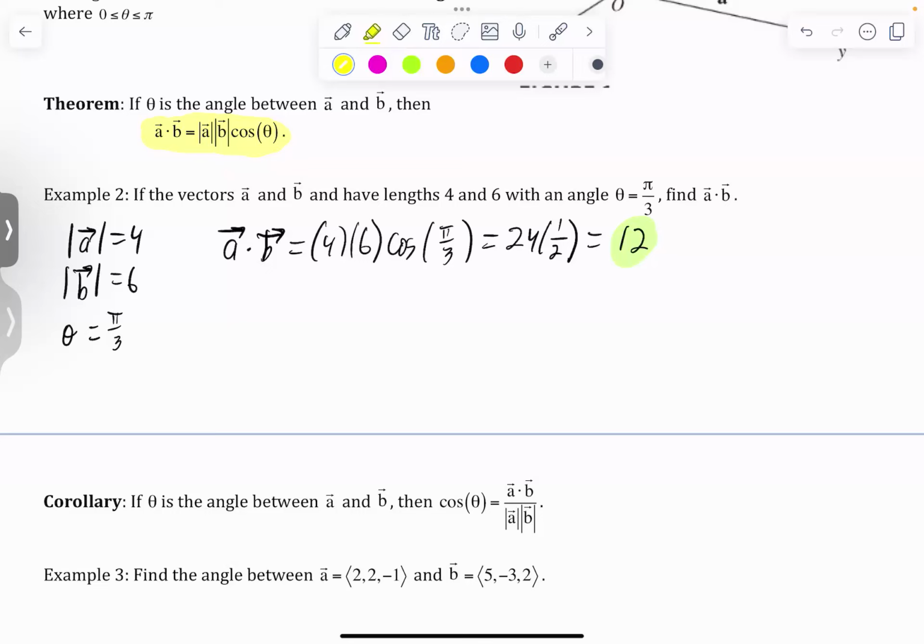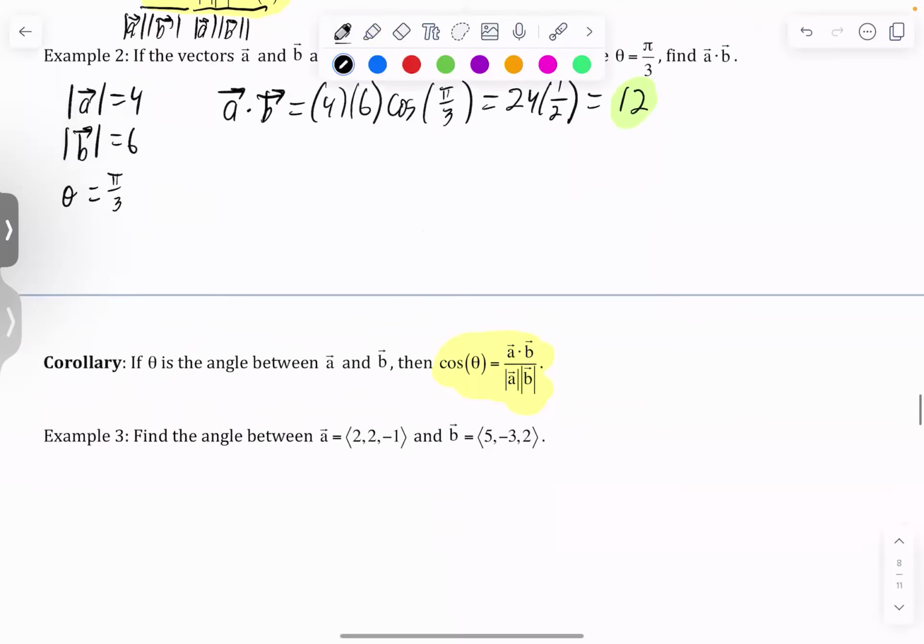Now, straight from this, you can see if I were to take this formula here and divide both sides by the magnitude of A and the magnitude of B to both sides of the equation, then we get this as a result. And this is what we're going to use to find the angle between any two given vectors.